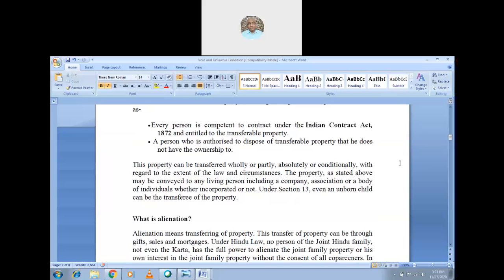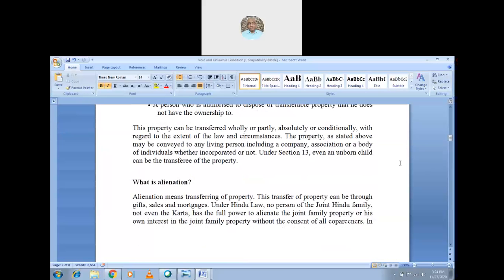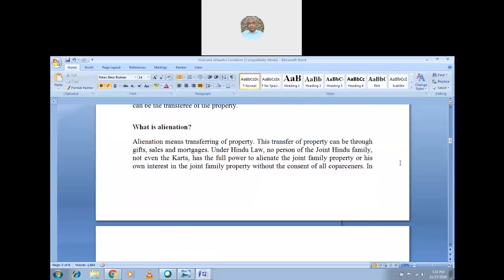Under Section 13, even an unborn child can be a transferee of property. Yes, in the further classes we will see whether the unborn child will get the property or not. So what is alienation? I told you that alienation means transferring the property. This transfer of the property can be through a gift, sale, mortgage, a lease, or by any other means, which we discussed earlier in the earlier classes.